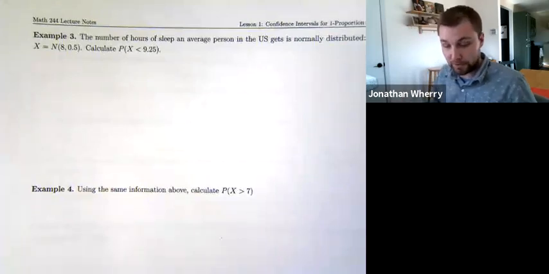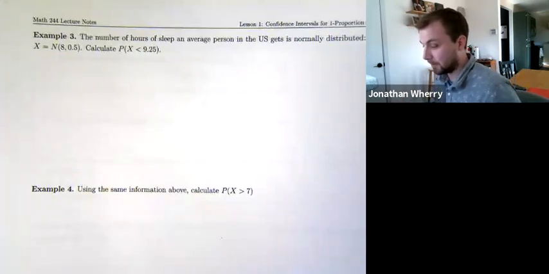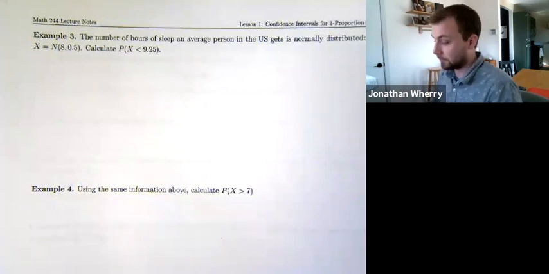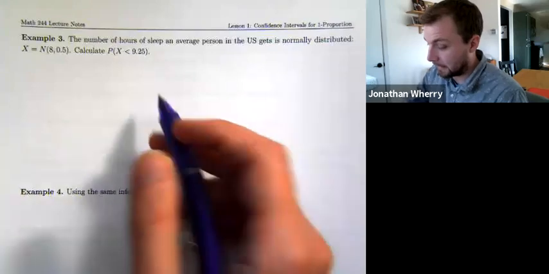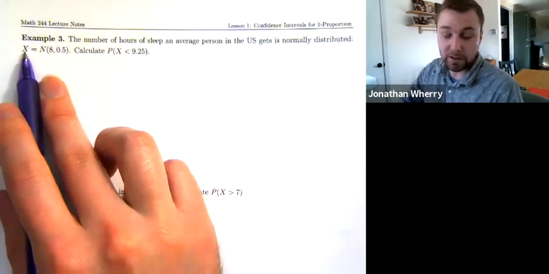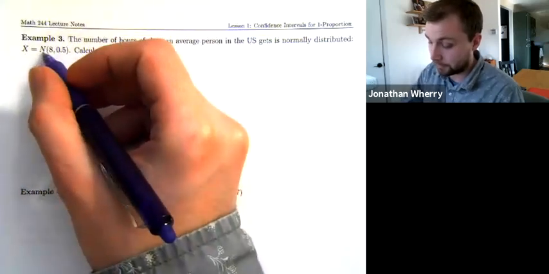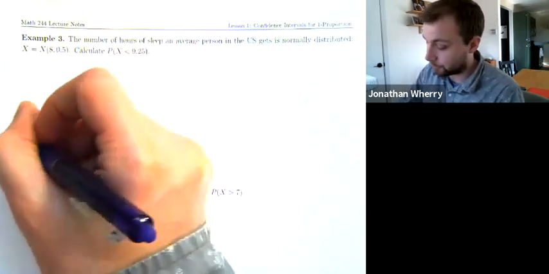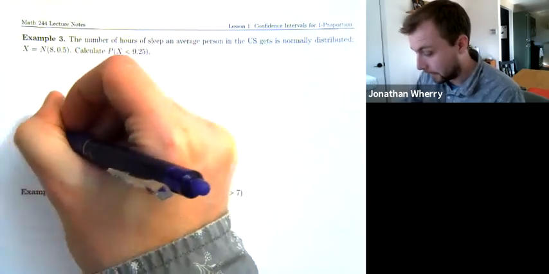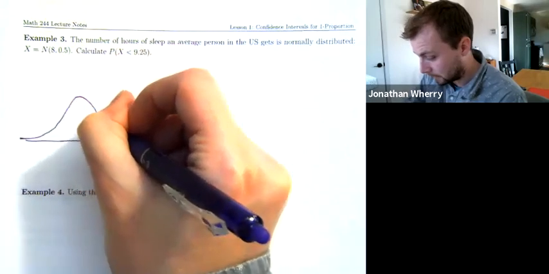Okay, fresh problem. It says the number of hours of sleep an average person in the US gets is normally distributed, and I have X, so this is my distribution. That tells me to start drawing a curve. I'm going to draw that curve like a bell or a hat.